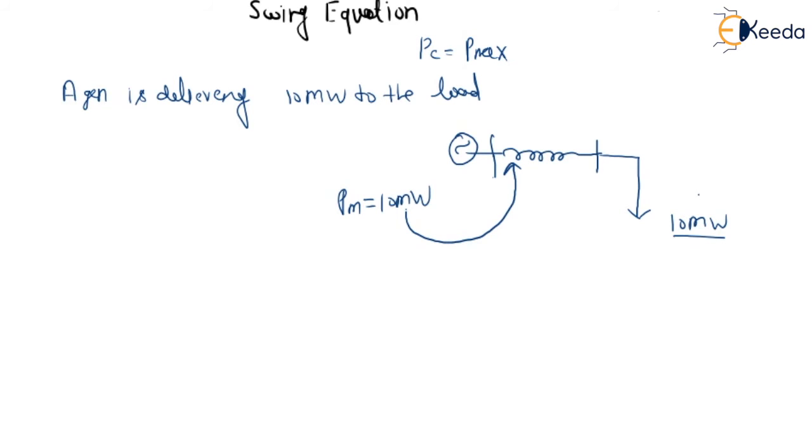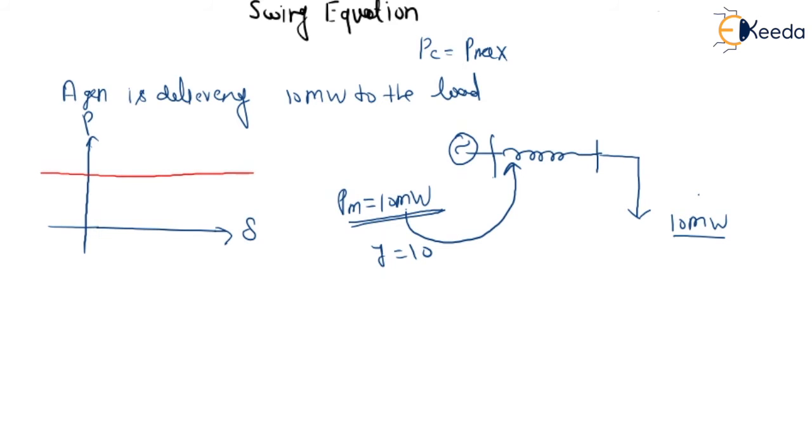So we can say that the concept of the P delta curve will come here. If this is delta and this is P, we know that PM is equal to 10 megawatt. In terms of power, it is y is equal to 10. So the graph of PM will look like this, and PE is equal to P max sine delta. Whatever electricity is being delivered is P max sine delta. So we can represent it like this.